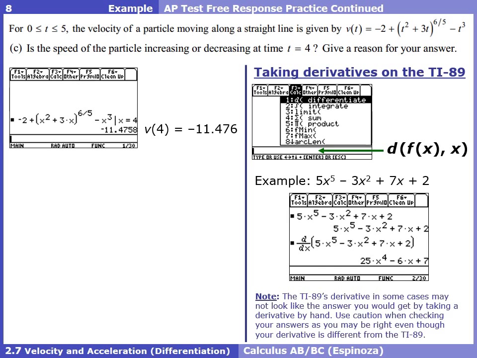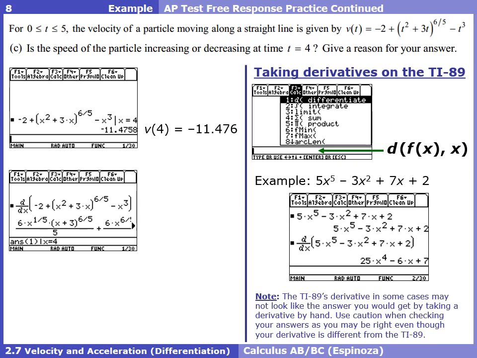One big note to make: now that you're able to take derivatives in your TI-89, you've got to be careful. In some cases, the answer that the 89 gives you might not look like the answer you'd get by hand. So use some caution when you're trying to check your answers using the TI-89. Even though you might think you have the right answer, you might, but it might not match the TI-89, even though both are the right answer. So be very careful of that. Okay, so if you're okay with this process of typing in to the calculator to find a derivative, now we can do that to the problem at hand.